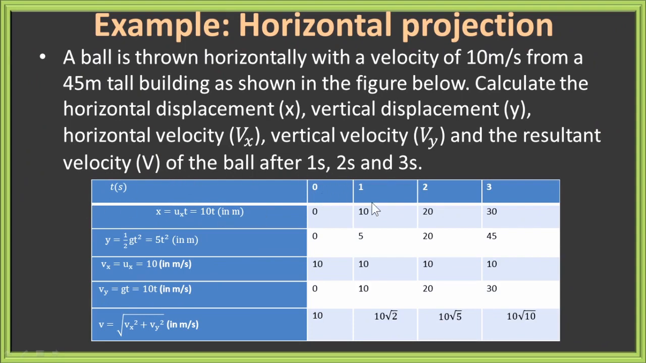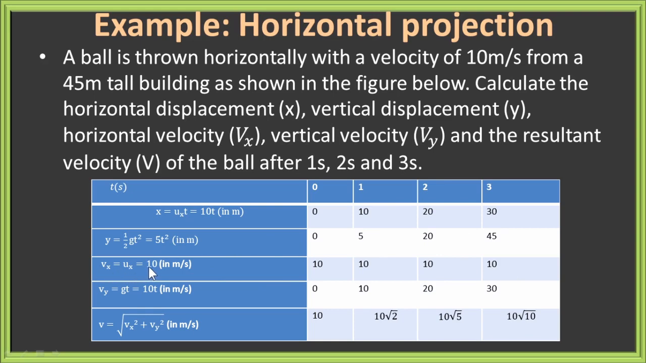Time in seconds, 0, 1, 2, and 3 is given. Then let us calculate x first. X is ux times t, where ux is 10 because the initial horizontal velocity is 10, and uy is 0. 10 times 0, 0. 10 times 1, 10. 10 times 2, 20. 10 times 3, 30. Y is 1 over 2 g t squared, from the formula for the equation of motion. 1 over 2 g means 5t squared. 5 times 0 squared, 0. 5 times 1 squared, 5. 5 times 2 squared, 20. 5 times 3 squared, 45 meters.